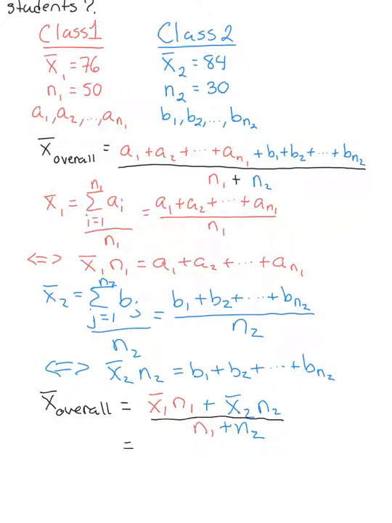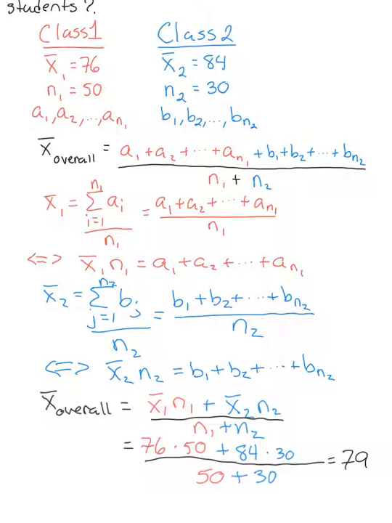So take the information we're given, which is 76 times 50, just put a x bar 1 here, plus x bar 2, which is 84, times n2, which is 30, divided by 50 plus 30. And if you do the math on that, you will see that your answer is 79. Right. So that's the answer.